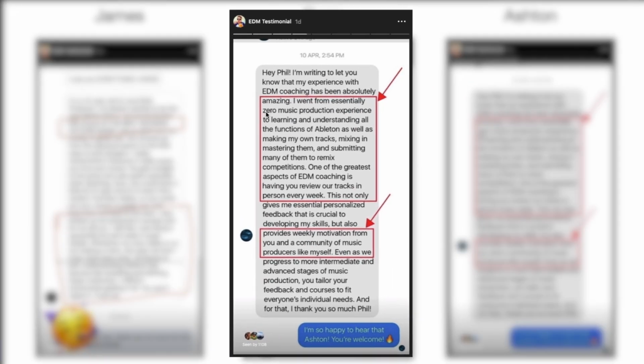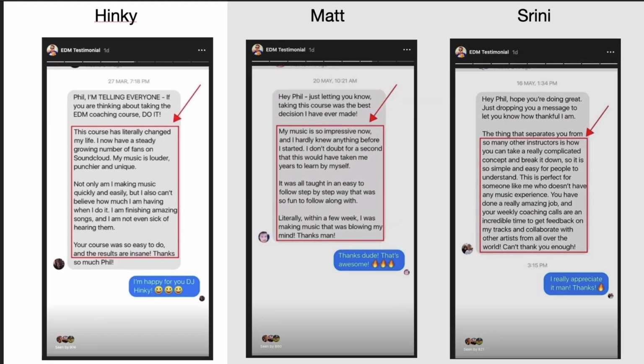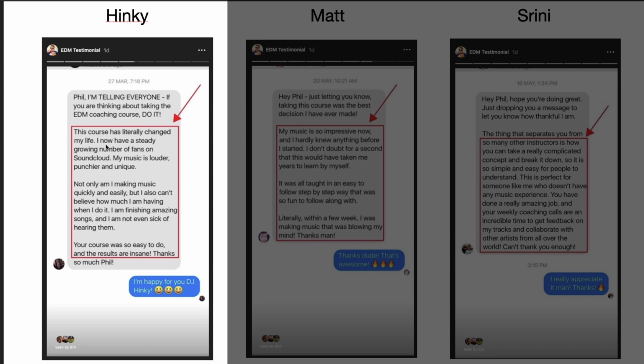Ashton said I went from essentially zero music production experience to learning and understanding all the functions of Ableton, as well as making my own tracks, mixing and mastering them, and submitting many of them to remix competitions. Hinky says this course has literally changed my life.